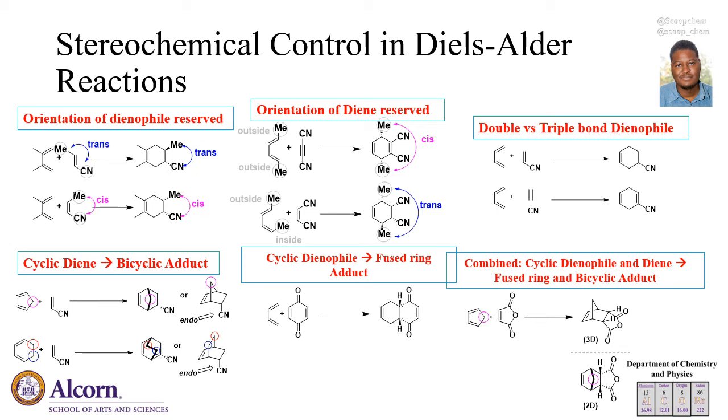So I have drawn this both in 2D and 3D. I think it's a little bit easier to see in 2D, so that I have this bicyclic compound that's fused to this 5-member ring here.